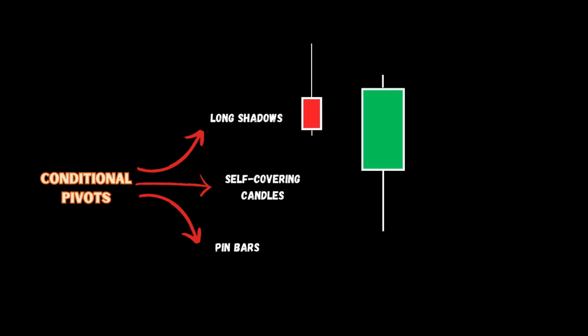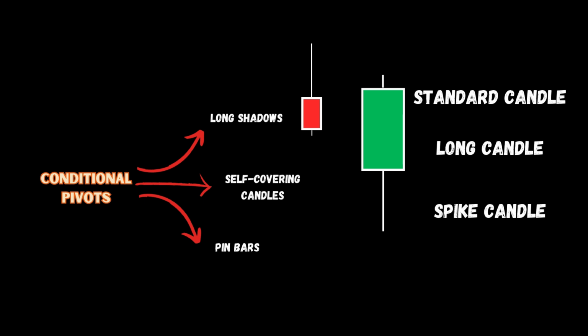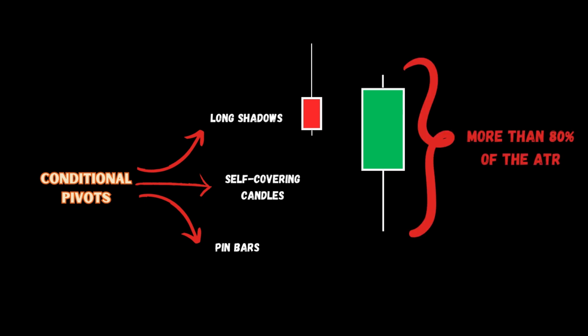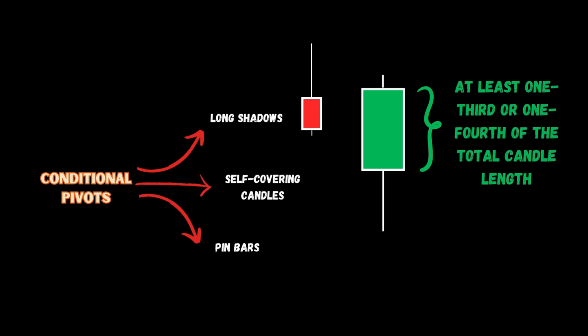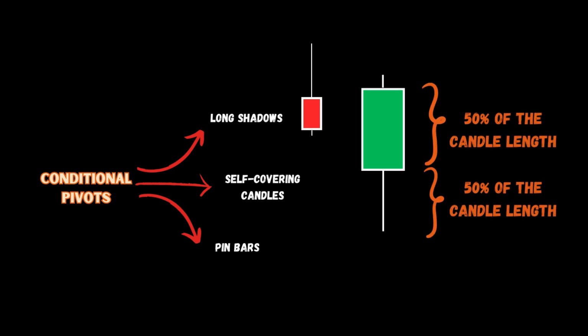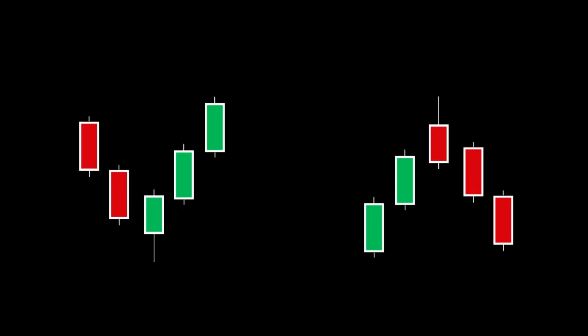Self-covering candles. This candlestick provides one of the smartest signals in the market, but very few traders actually know how to use it, until now. There are 5 conditions for self-covering candles. 1. The candle must be standard, long, or a spike, meaning its length must be more than 80% of the ATR. 2. The candle body length must be at least 1/3 or 1/4 of the total candle length. 3. The body and shadow lengths should be approximately equal.